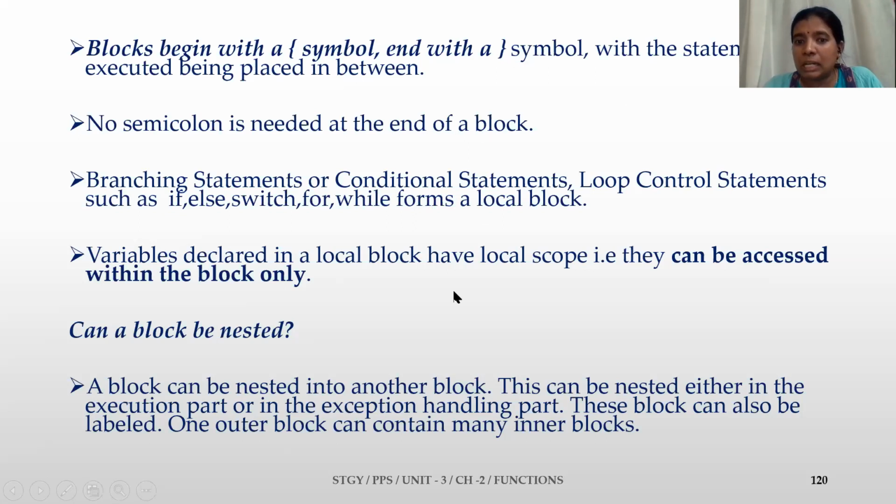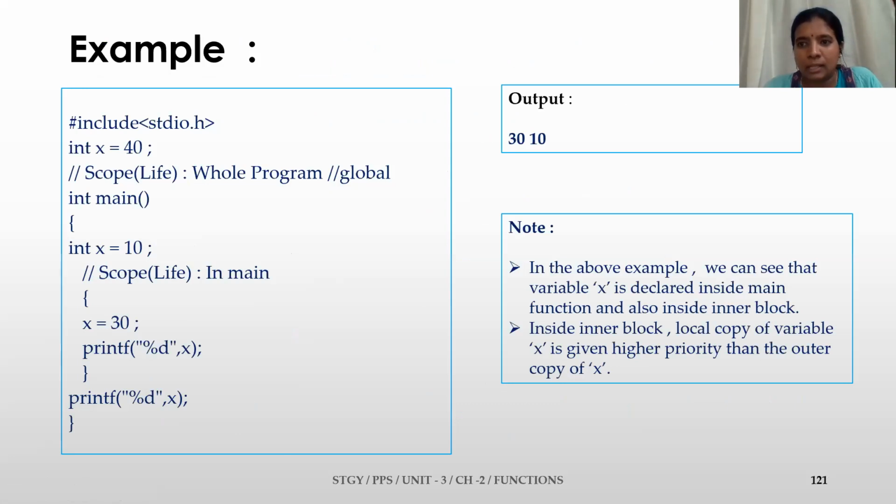Variables declared inside a local block will only have local scope. Before we go further, the next question is: can a block be nested? Yes, of course, you can have nested blocks, and all that we'll see as we go by. So let's take this example for understanding what is a block. A block is a group of instructions enclosed in open and closed braces.